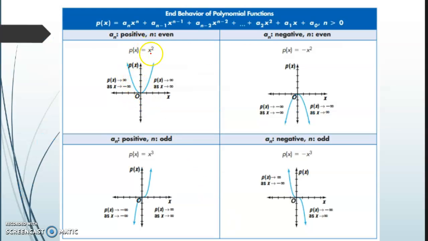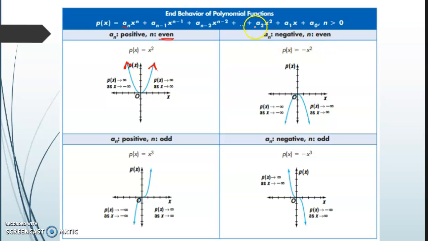Right here, you've got a positive coefficient and an even power, so you're going to have two things pointed in the up direction. So this says that as x is getting smaller and smaller, approaches negative infinity, the y is going up. It's getting larger and larger. As x is approaching positive infinity, then y is also approaching positive infinity.